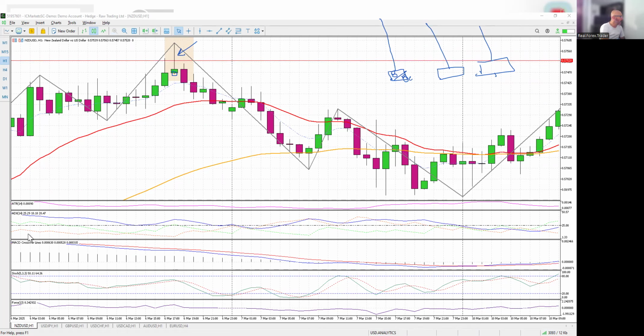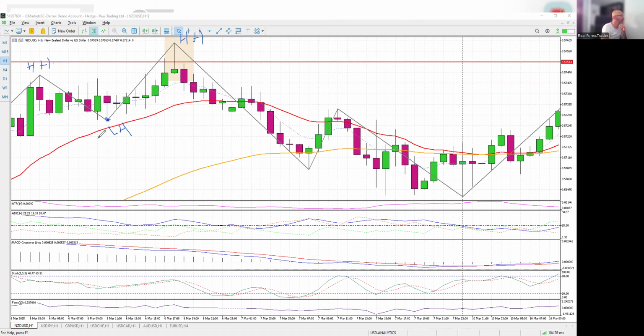So how do we spot this? The very first rule for this shooting star to be valid is that it is shown at the end of a bullish trend, or at that moment of the trend. In this case, we see a lower high, and here a higher high. This is a higher high, right? And this is going upwards.